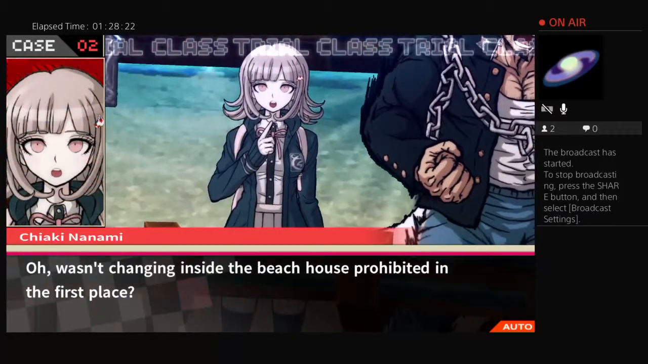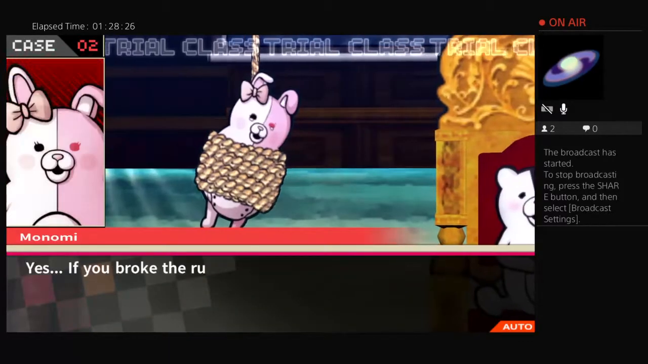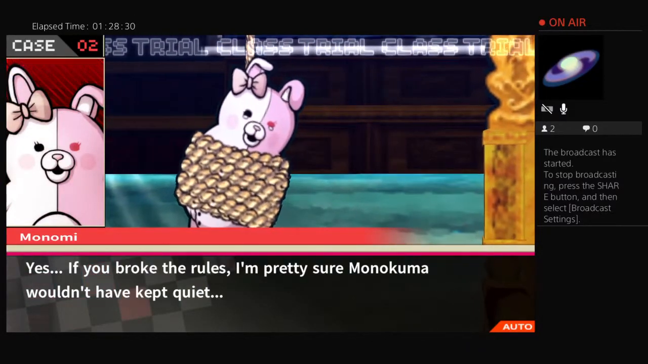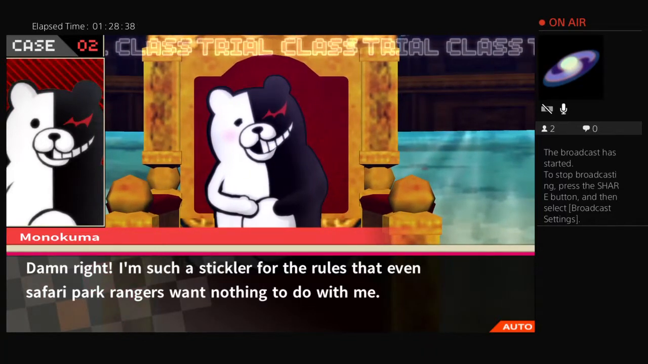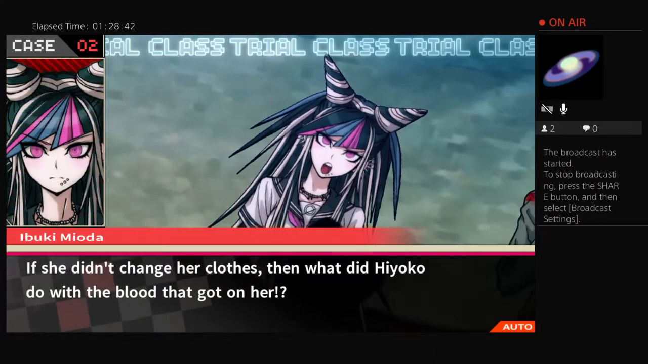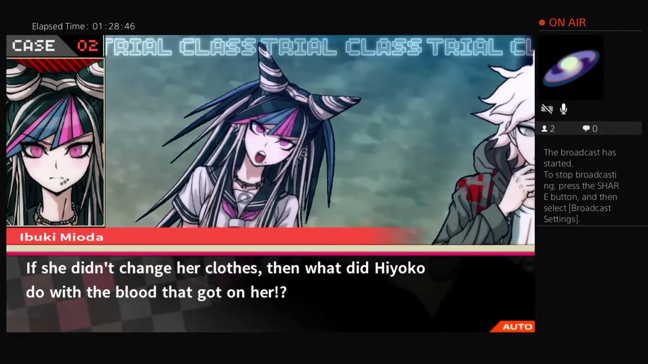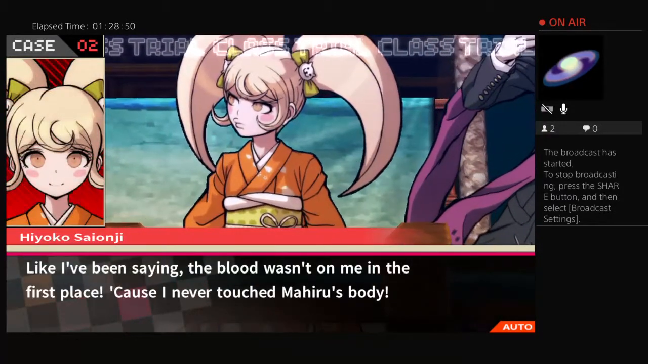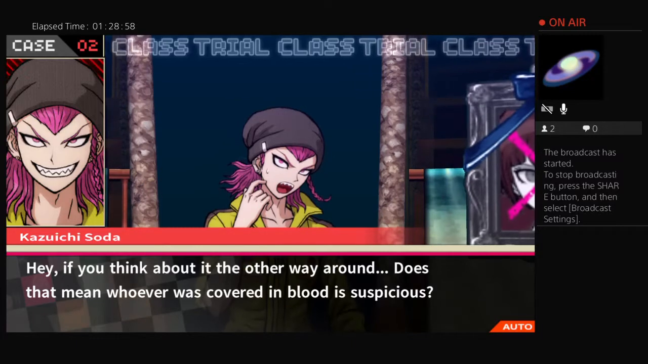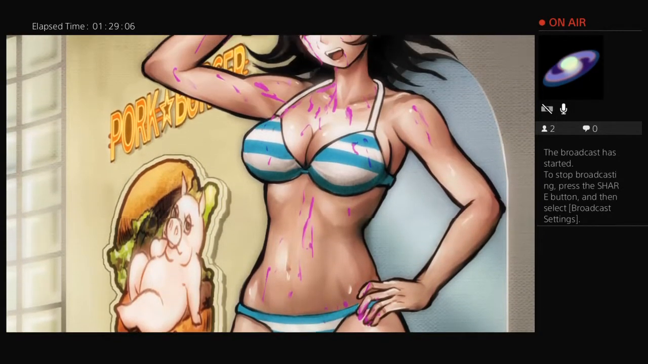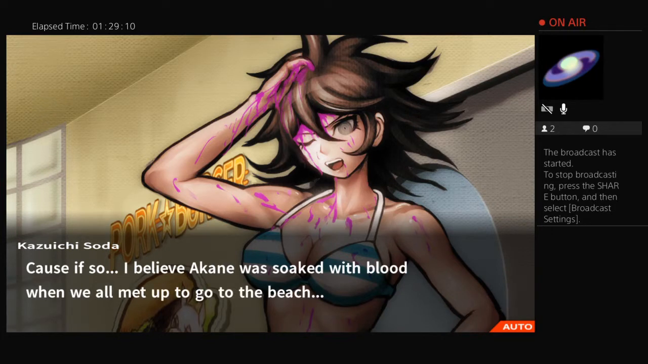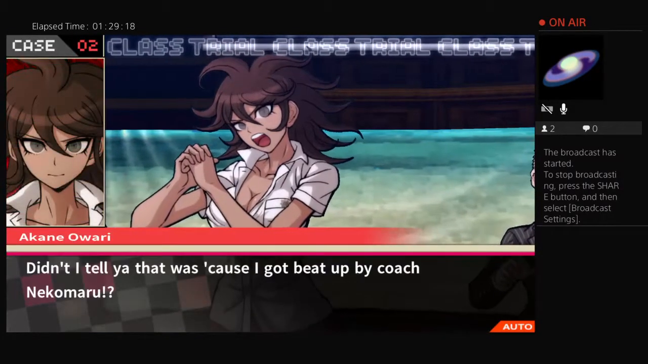Oh, wasn't changing inside the beach house prohibited in the first place? Yes, if you broke the rules, I'm pretty sure Monokuma wouldn't have kept quiet. Damn right! I'm such a stickler for the rules that even safari park rangers want nothing to do with me! If she didn't change her clothes, then what did Hiyoko do with the blood that got on her? Like I've been saying, the blood wasn't on me in the first place, because I never touched Mahiru's body! Hey, if you think about it the other way around, does that mean whoever was covered in blood is suspicious? Because if so, I believe Akane was soaked with blood when we all met up to go to the beach. Didn't I tell you that was because I got beat up by Coach Nekomaru?